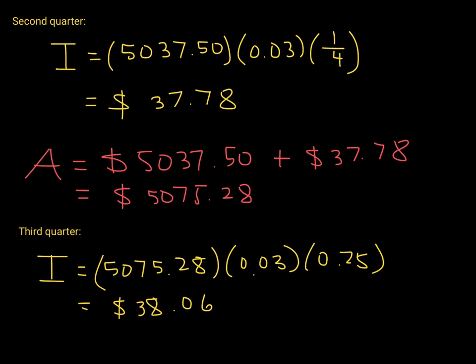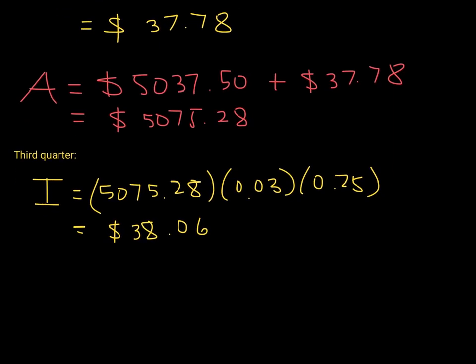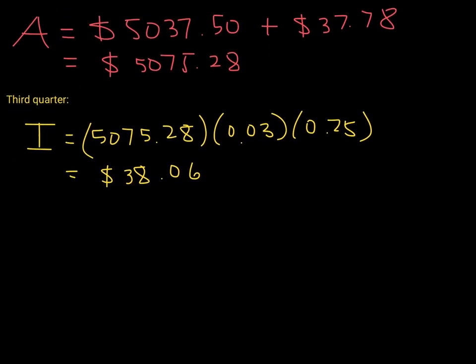So for the third quarter, we have this new amount that she has in her account. We have the rate, and instead of writing 1/4, I wrote 0.25, which is equivalent. So $38.06 is how much interest Mrs. Bond has earned in the third quarter.